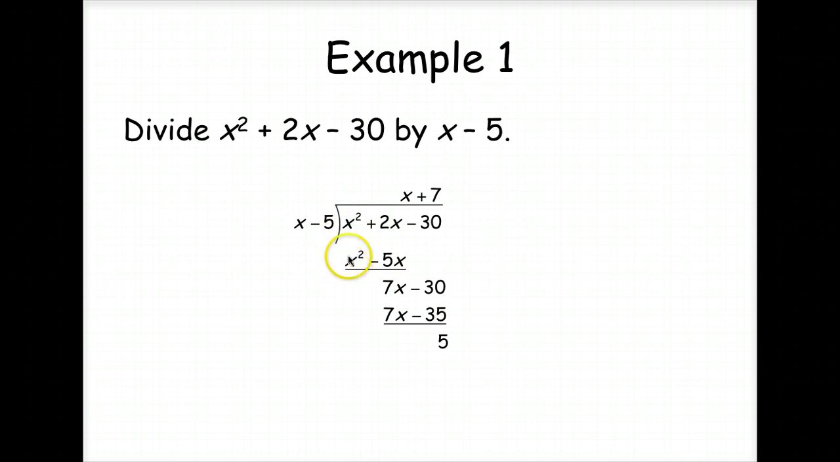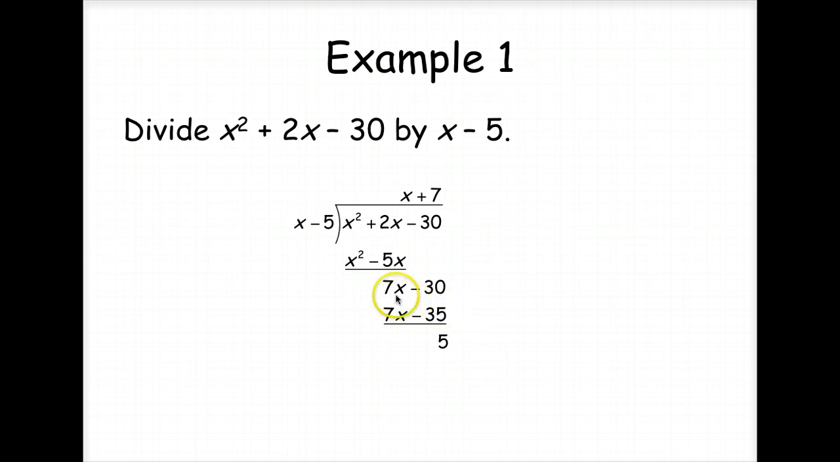X squared minus x squared, that zeroes out. 2x plus 5x, because minus minus makes that plus, will be 7x. Bring down your next term. 7x divided by x is 7. It's a positive 7. Then reverse. 7 times x is 7x. 7 times negative 5, negative 35.